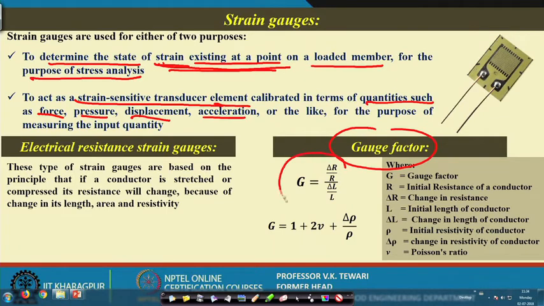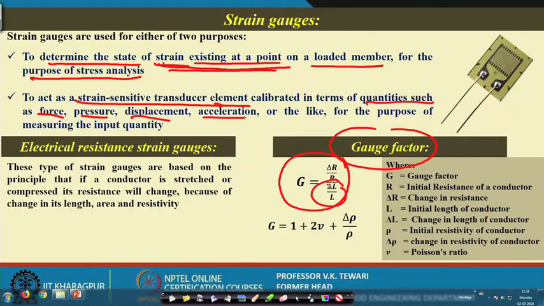This gauge factor is very simply given here as delta R by R, that is, the change in resistance per unit resistance, divided by the change in length per unit length. So, you can see here, R is the initial resistance of the conductor, and delta R is the change in resistance. Similarly, the initial length is L and the change in length is delta L.